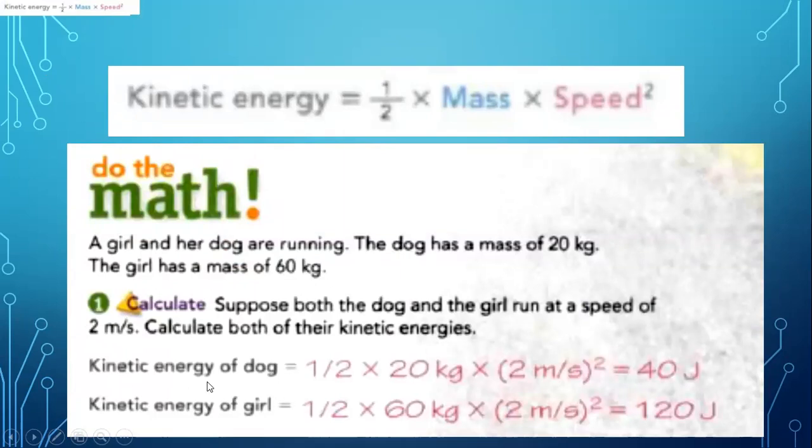The kinetic energy for the dog will be equal to half times the mass of the dog, which is 20, times the speed of the dog, which is similar to the speed of the girl, 2 meters per second, squared. So it will be, by the end, 40 joules. And for the girl, it will be half times 60 times the speed of the girl squared, which equals 120. So here, guys, we see that if the speed is the same, it will depend on the mass. So the mass here will make the kinetic energy increase as the mass increases.